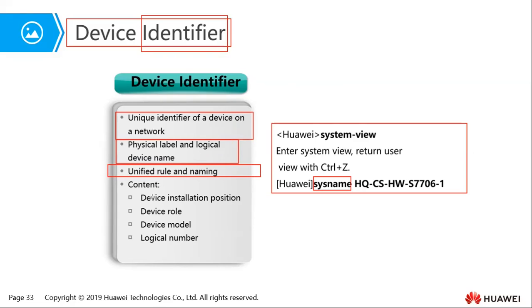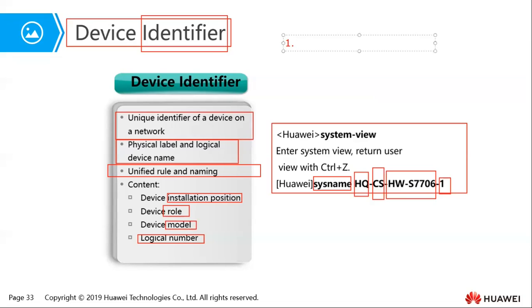One of the most common examples of a naming rule is that you begin with the device installation position. For example, this device is at the headquarter. So the installation position, then the role, for example, CS for core switch, then the model. What is the model of this device? So it is Huawei 7 blah, blah, blah, like that. Then the logical number. So for example, the core switch, at the core layer, you have two switches, but this one, you're choosing it as number 1. So that is how you do a logical name.